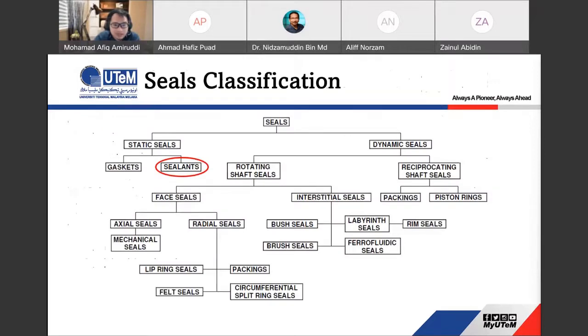This is the seal application and seal classification. We have different categories: static seal and dynamic seal. Basically, dynamic seal is for movement, such as a piston inside an engine. But for our application in the PRV test bench, the sealing is static. Gasket is usually used for piping and so on, but in our case, we are using sealants.